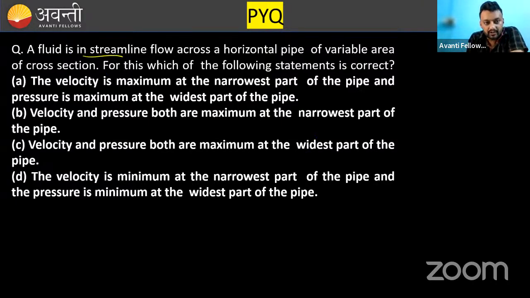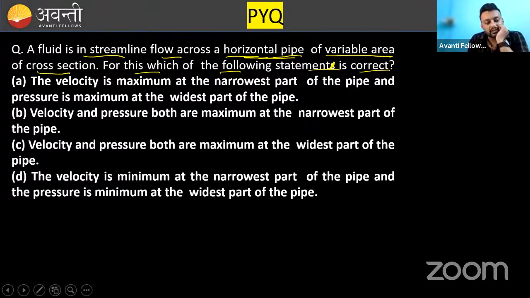If fluid is in streamline flow across a horizontal pipe of variable area of cross section, for this, which of the following statements is correct? It's not multi-correct, only a single option is correct. Read out the options and answer.